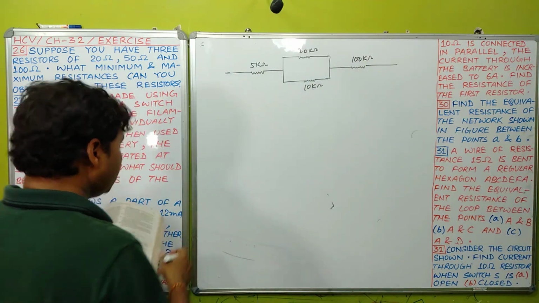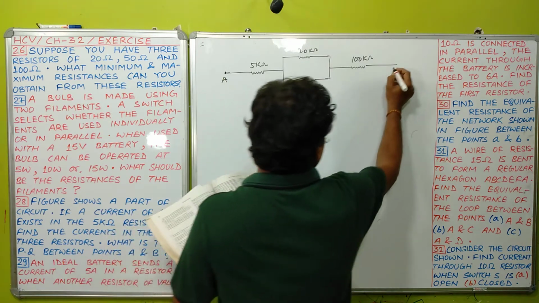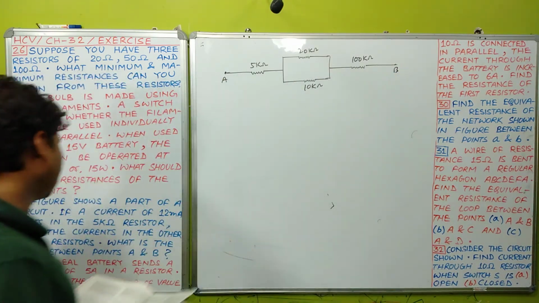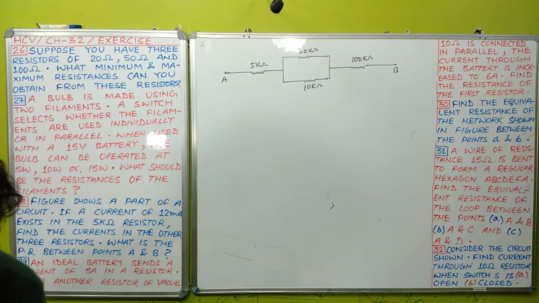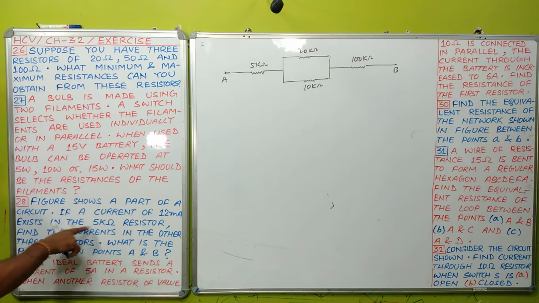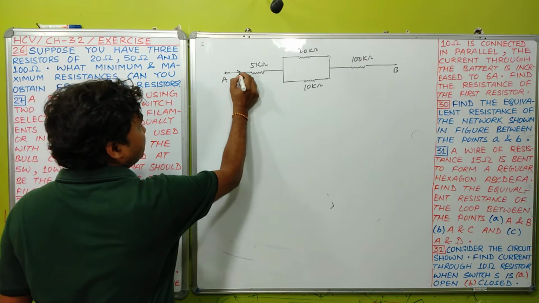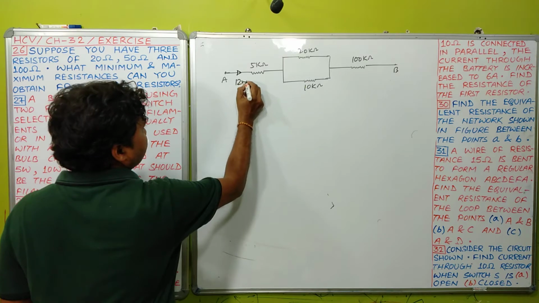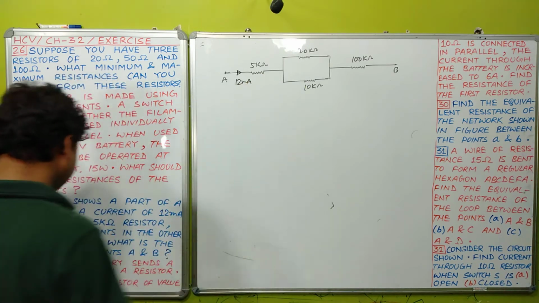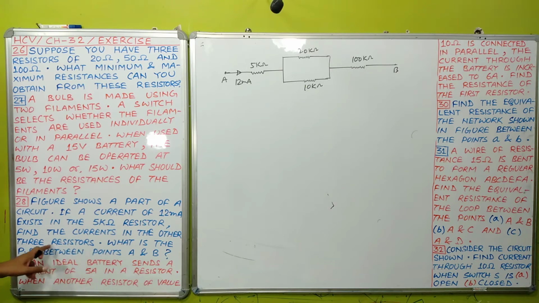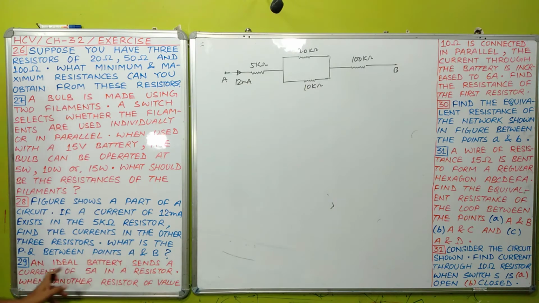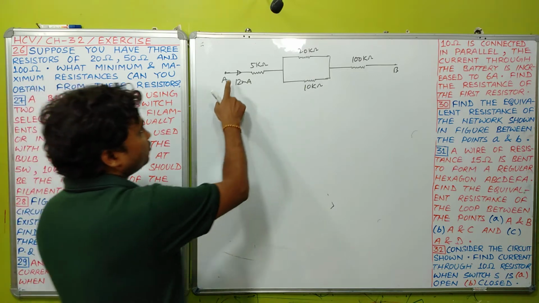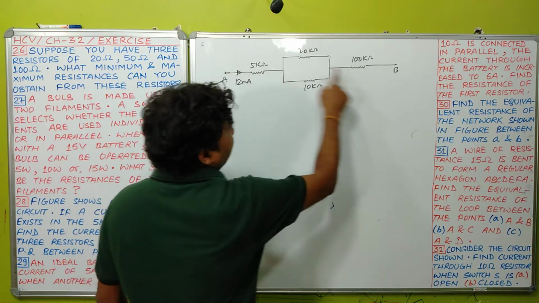Now these two points are A and B. This figure is given in the question, student. Now the question is saying figure shows a part of a circuit, if a current of 12 milliampere exists in the 5 kilo ohm resistor, this 12 milliampere current is flowing through this 5 kilo ohm resistance. Then find the currents in the other 3 resistors. We have to find the value of current flowing through these 3 resistors, and also the potential difference, PD, between points A and B.